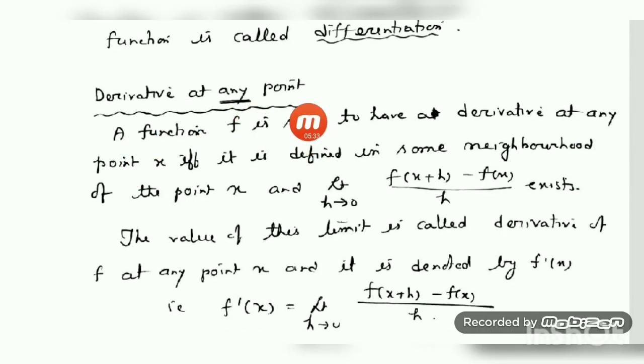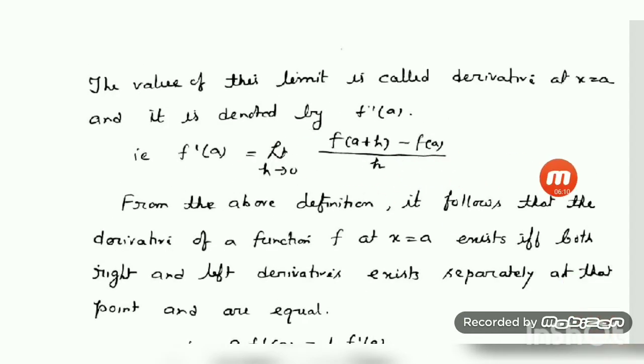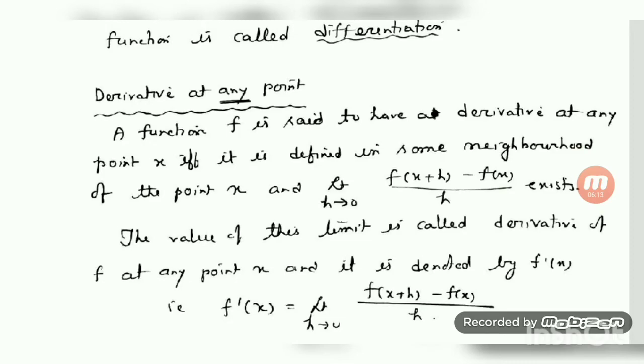If I want to define the derivative at any point, suppose at the point x, we want to define it. A function f is said to have a derivative at any point x if and only if it is defined for some neighborhood of the point x, and this limit exists. You see, limit h tends to 0, f of x plus h minus f of x by h exists. The value of this limit is called the derivative of f at the point x, and is denoted by f dash x. And this f dash x equals limit h tends to 0, f of x plus h minus f of x by h. And if I put x equal to a at a particular point, then we will obtain this value. So hope you understand when we call it the derivative at a point.